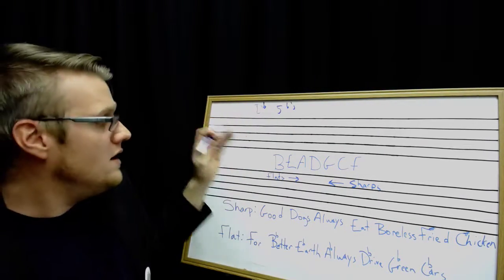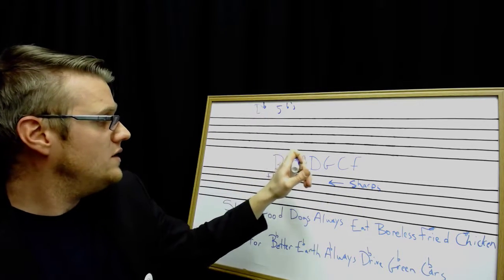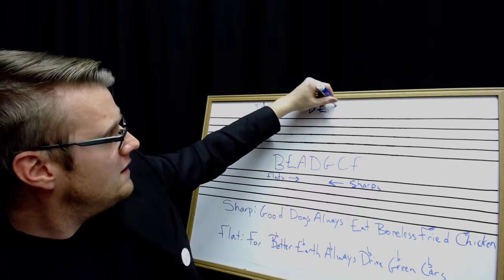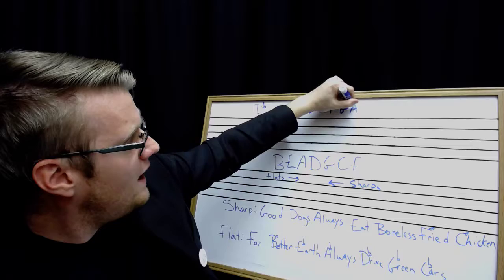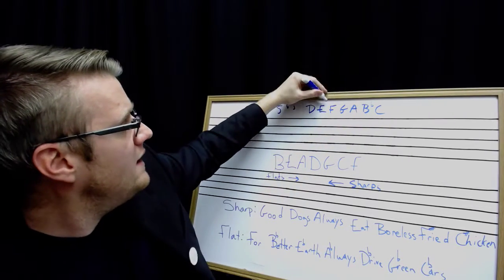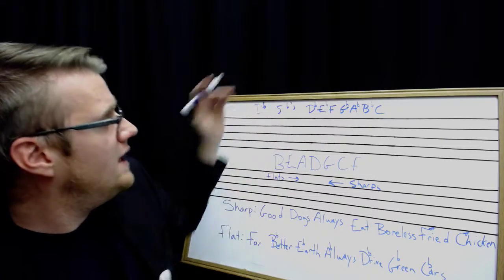Which notes are flatted? You go from right to left for sharps, but you go from left to right for flats. So 1, 2, 3, 4, 5. Let me write them in here. We have D, E, F, G, A, B, C. I'm going to add in my flats: B flat, E flat, A flat, D flat, and G flat.